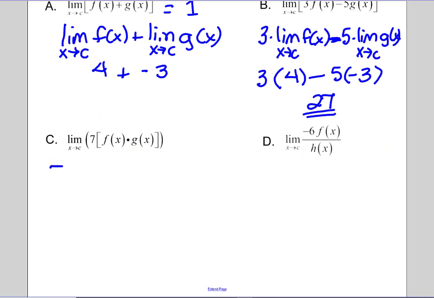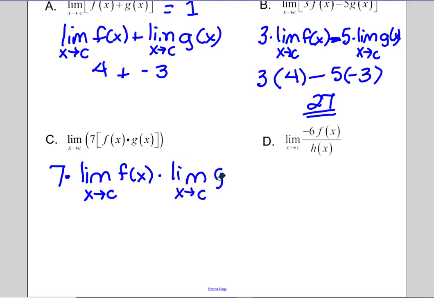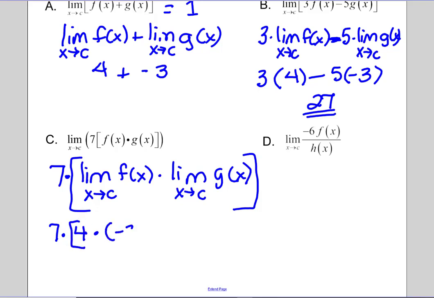Here in this case, we're going to bring the 7 out in front of the limit and take the limit as x approaches c for f of x times the limit as x approaches c for g of x. So where those brackets are, we've got all of that times 7. So 7 times 4 times -3, and 7 times -12 is -84.